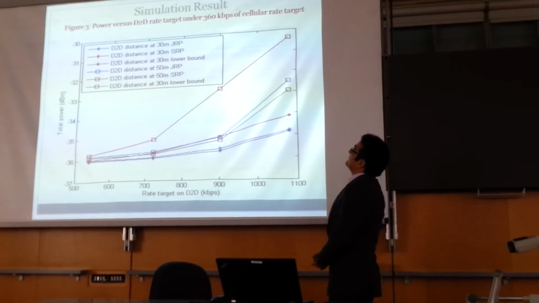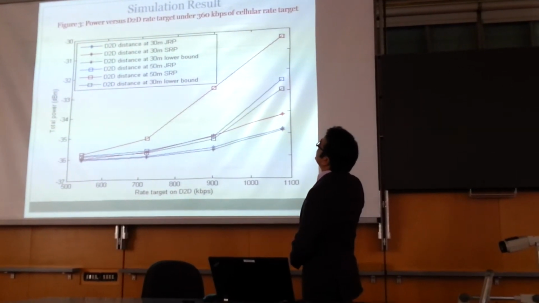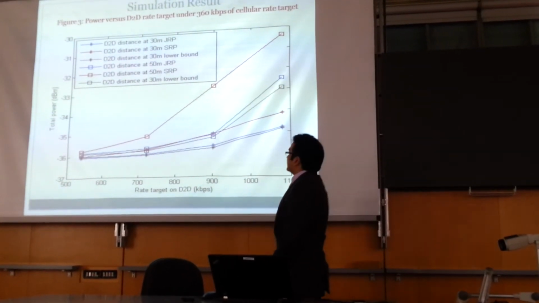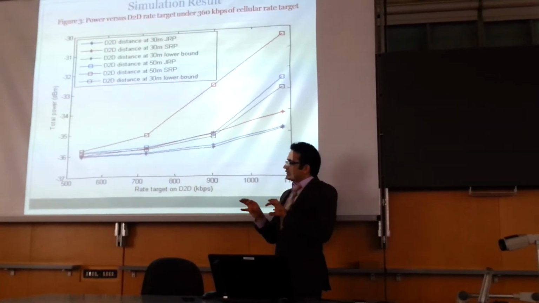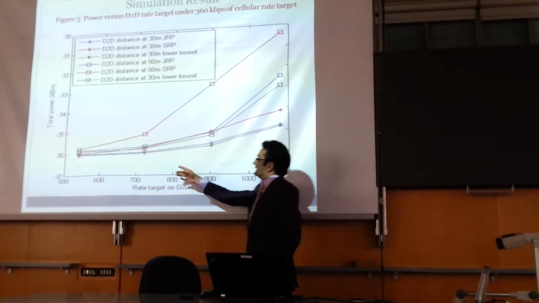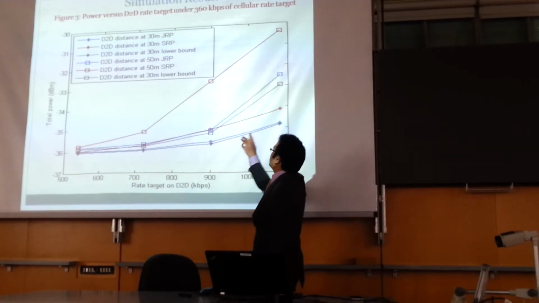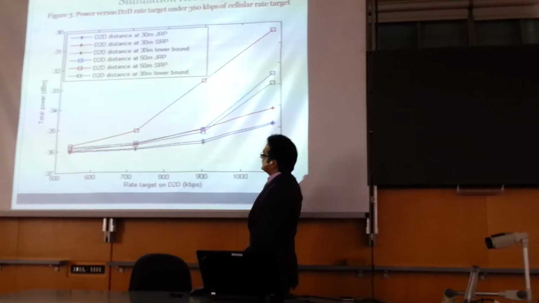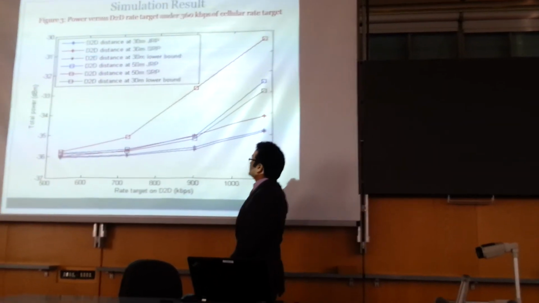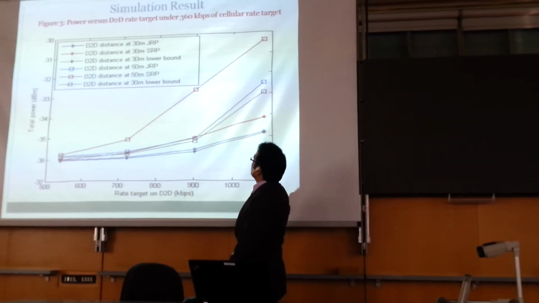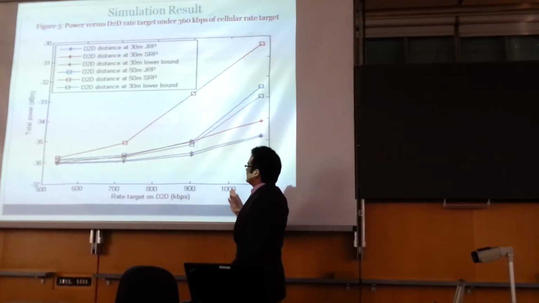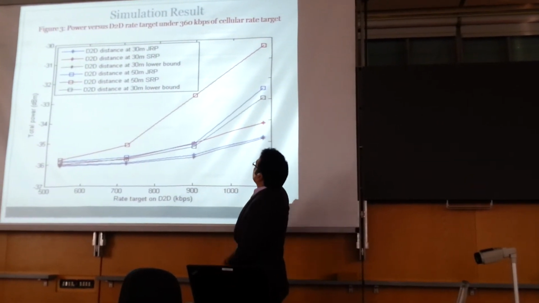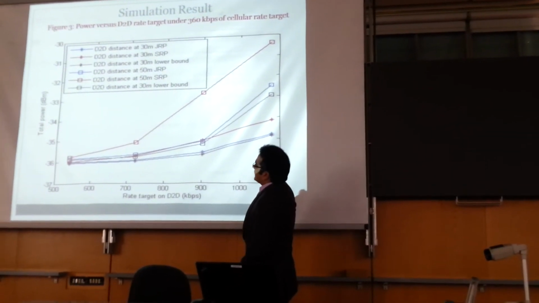Now, vice versa, we have kept our cellular rate target fixed, and we keep varying the rate targets on the D2D user. The influence is much greater if the D2D users are close to each other. You can see here the transmit power is not increasing tremendously. And this is the black one, the lower bound for the optimal solution. The GRP scheme still looks very good, but the SRP scheme, as we increase the D2D rate, departs more and more and gets worse.